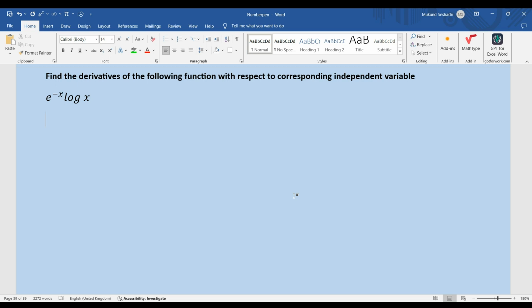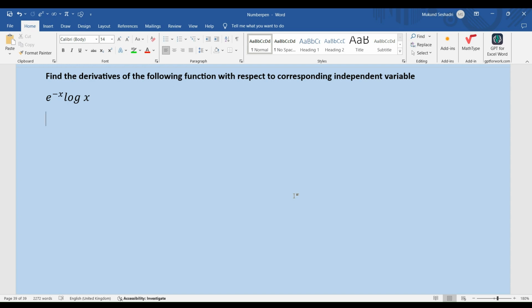So there we have the problem on our screen. Find the derivative of the following function with respect to the corresponding independent variable. So the function that's been given to us is e to the power minus x into log x, right? So again, we see that this is a product of two functions.